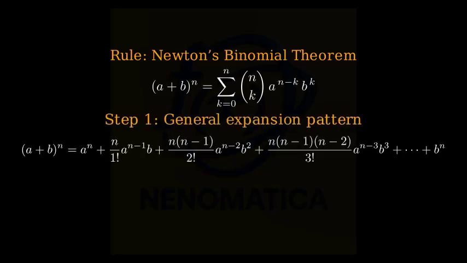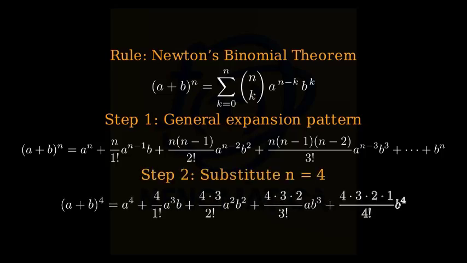It begins with a^n, then n times a^(n−1) times b, then n times (n−1) over 2 factorial times a^(n−2) times b squared, and so on, ending with b^n. Now substitute n equals 4. Replace n with 4 in each coefficient. Watch the factorial style coefficients appear.